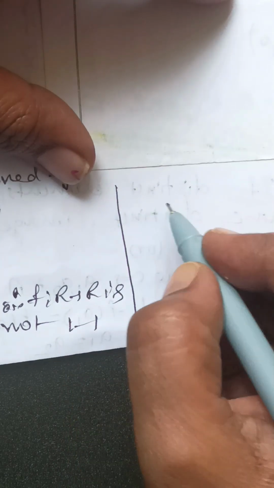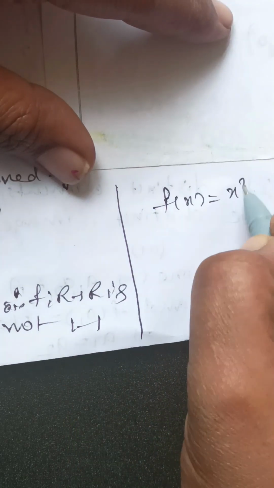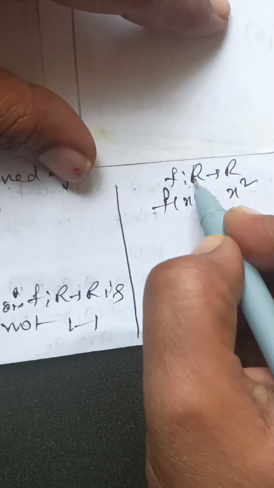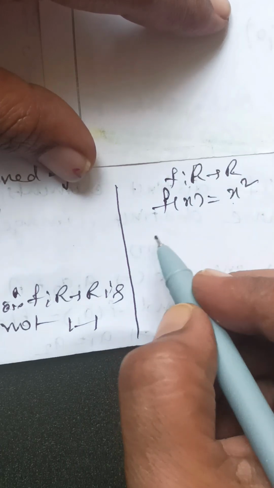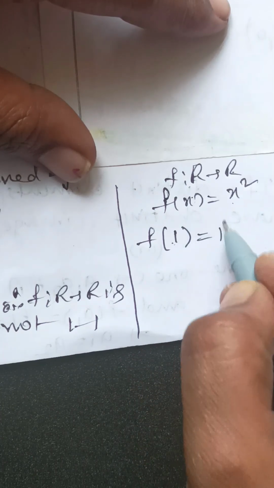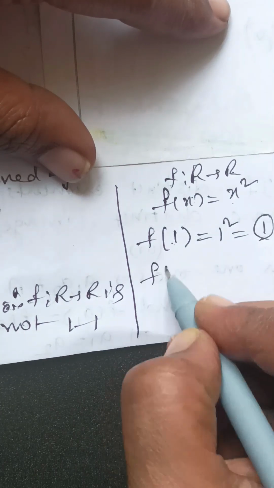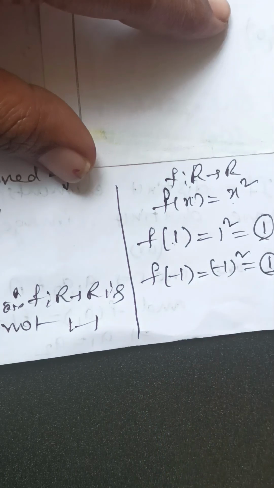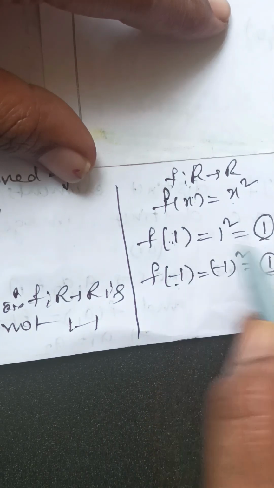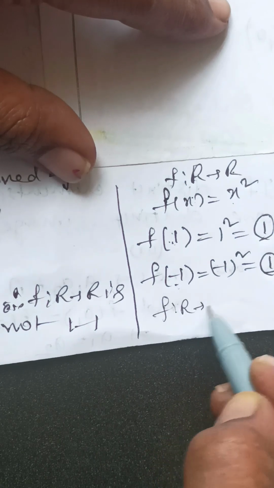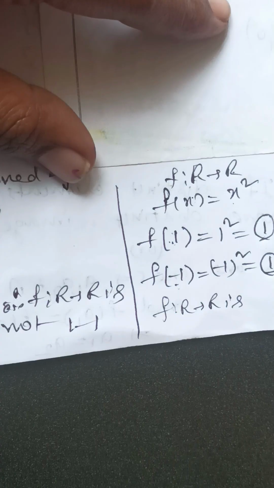Okay, or we can take the example like f of x equal to x square. So f maps R to R. R is the real number system. So take any one number, f of 1. For f of 1 it is 1 square, 1 only. But f of minus 1 whole square is also equal to 1. So for minus 1 and plus 1 the image is the same. So it is not 1-1.